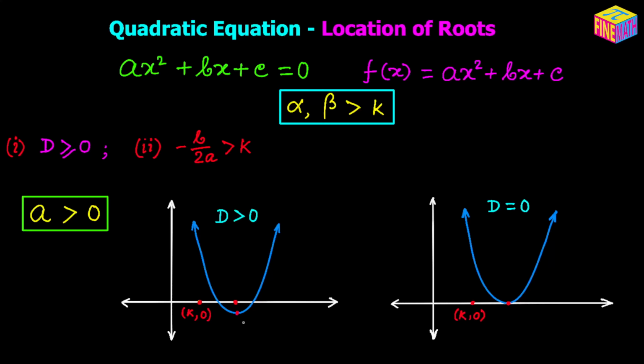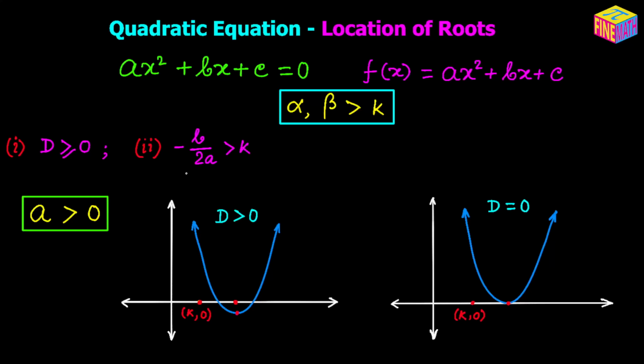So at least we can say, hey, if your vertex is greater than k, then there is a fair chance that the roots also could be greater than k, right? If the vertex is on the left hand side of k, then obviously the roots will be less than k, right? If the vertex is not greater than k, then we really cannot guarantee that the roots will be greater than k, right? So the second necessary condition is that the x coordinate of the vertex must be greater than k. Here I have noted negative b over 2a greater than k. That's our second necessary condition.